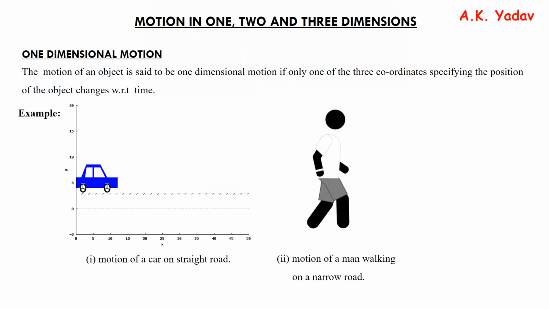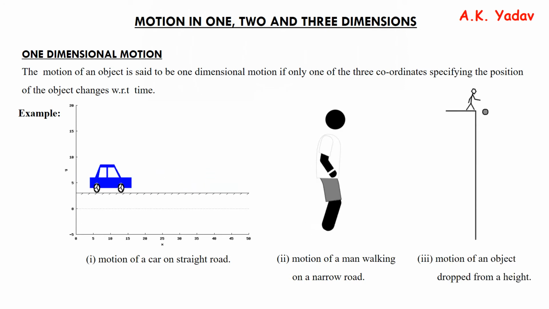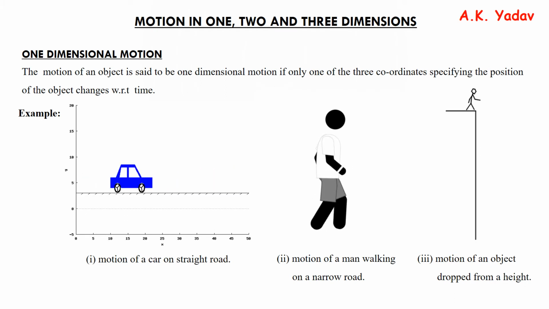Motion of a man walking on a narrow road. Motion of an object dropped from a height. This is also an example of one dimensional motion.